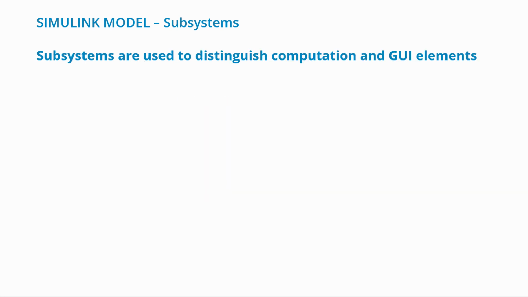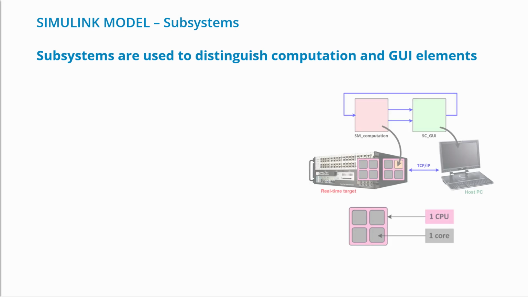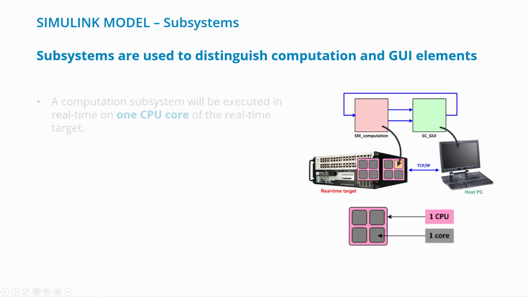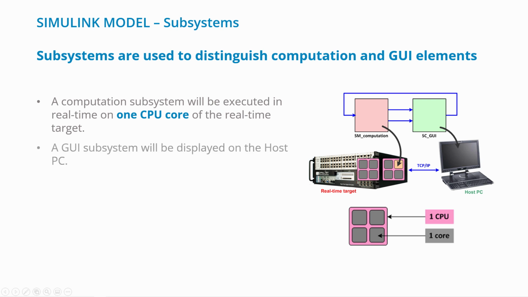Now, let's look at the hardware to identify where those subsystems will be running. Here is a typical Opal RT simulator setup. On the left, we have our target, and on the right, we have a host PC. As we can see, our computation subsystem will be assigned to a core of the simulator. The GUI subsystem will in turn be assigned to the host PC.